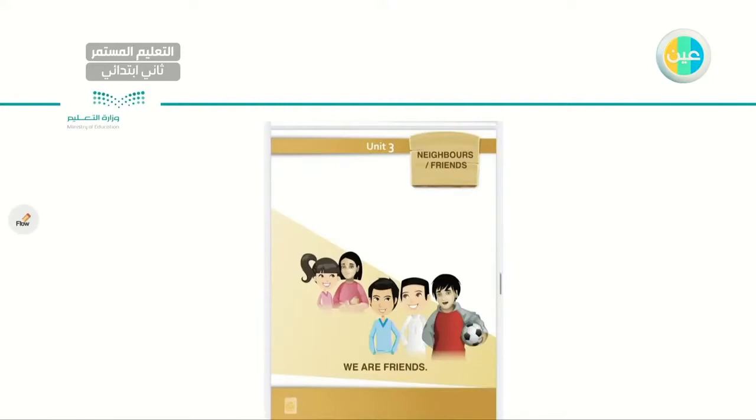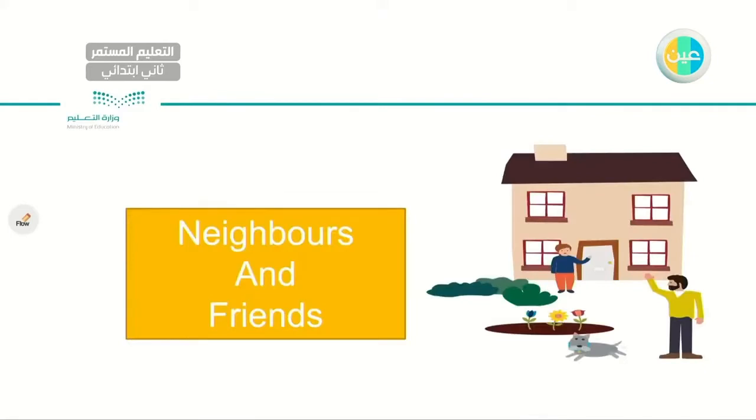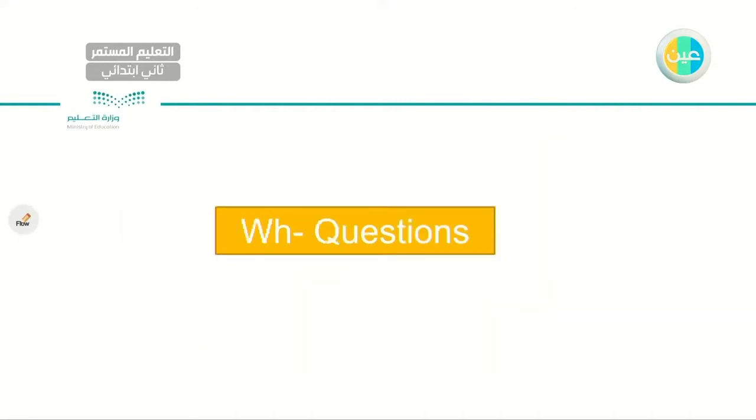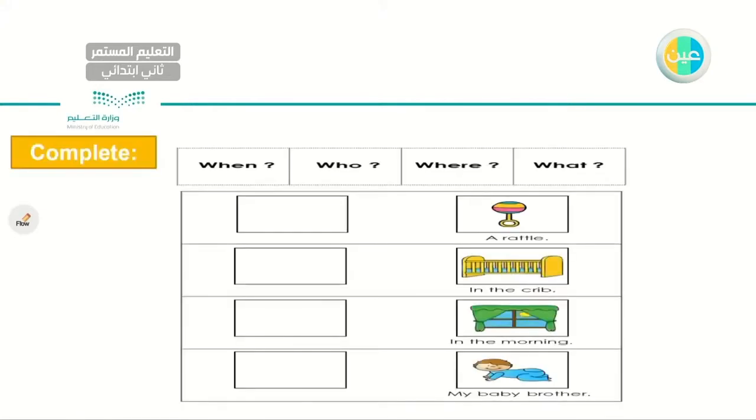So let's start. This is the cover of your book. Again, you will find it at page 40 and page 41. So, neighbors and friends. We learn how to be good to our neighbors, how to treat them right. Let's try to revise some of the things that we learned in the previous lesson. We introduced WH questions. I hope you remember. I know you do. So, let's try to complete these with the correct WH word.